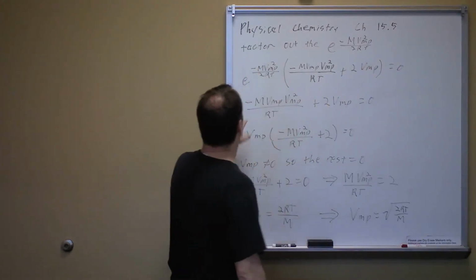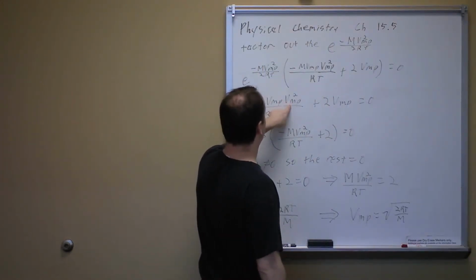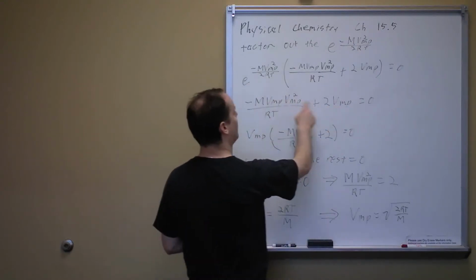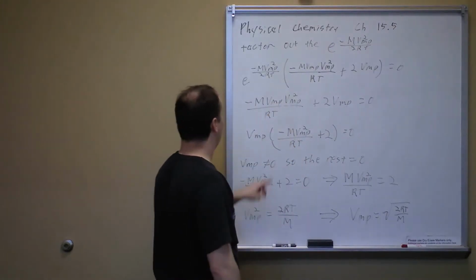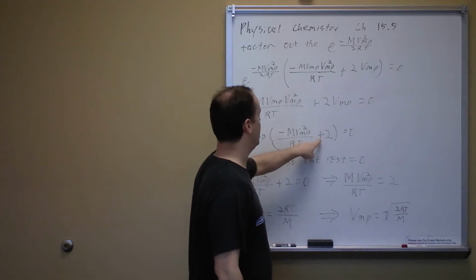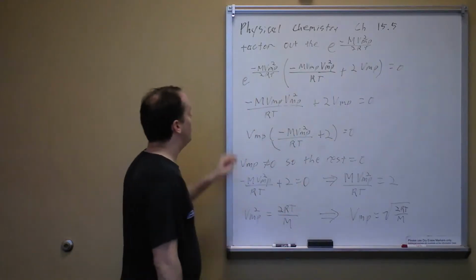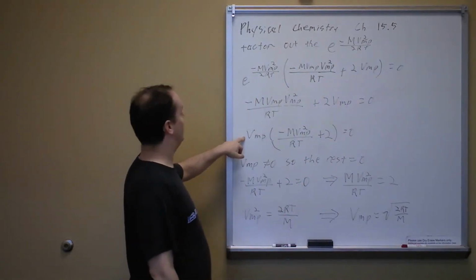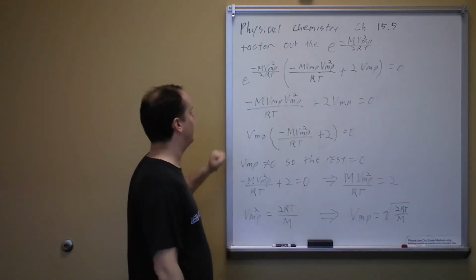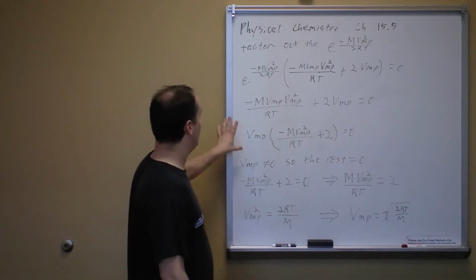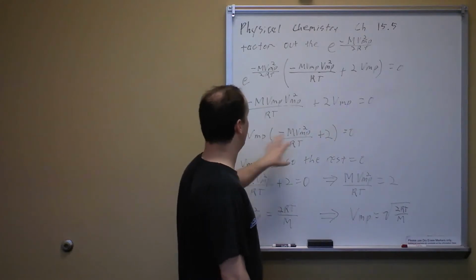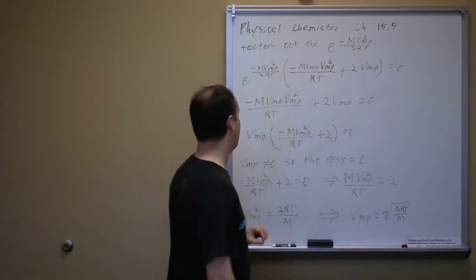So we can get rid of that and just say minus m vmp times vmp squared over RT plus 2 vmp is equal to 0. We're going to factor out the vmp, that's why we didn't combine them here. So we get vmp times minus m vmp squared over RT plus 2 equals 0. Now, one obvious possibility is that your most probable speed is equal to 0, but that means your temperature is absolute 0, your system is at rest, and that's a trivial case. So we're going to ignore that possibility and say, okay, if the most probable speed is not equal to 0, this must be equal to 0.